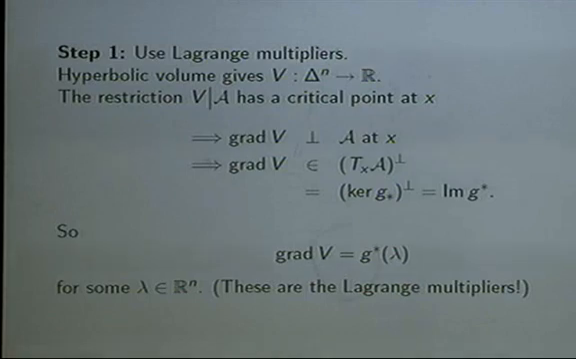That's another way of saying that we can write the gradient as this G upper star of lambda for some lambda in R to the n. And if you think of this as some list of numbers, lambda 1, lambda 2 up to lambda n, these are just the usual Lagrange multipliers. So this is a fancy way of writing out the usual Lagrange multipliers argument. Okay, so that's what we get from using Lagrange multipliers. Any critical point of volume has to satisfy this condition.